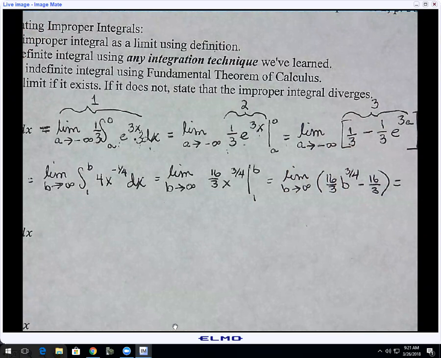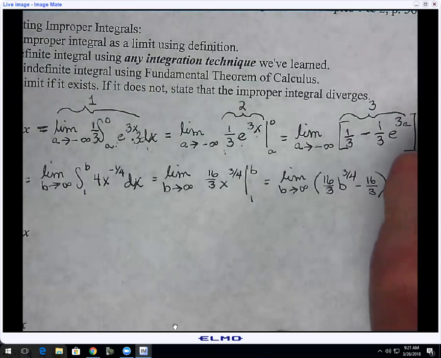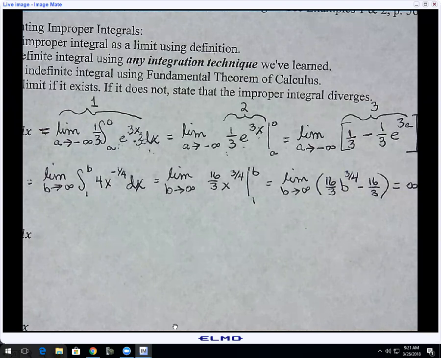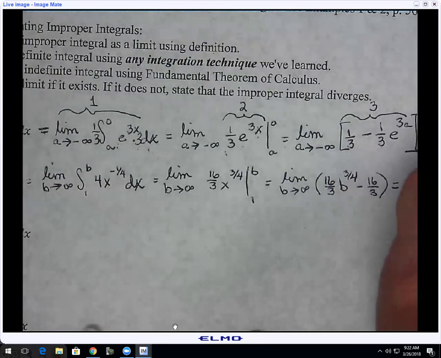And then evaluate the limit as b goes to infinity. What would that be as b gets bigger without bounds? Infinity minus 16/3 is pretty much still infinity. Subtracting 16/3 from infinity isn't going to make much difference. So we're going to put infinity, but that actually means the limit doesn't exist. We're just telling how it doesn't exist. And what does that mean about the integral? That it diverges.